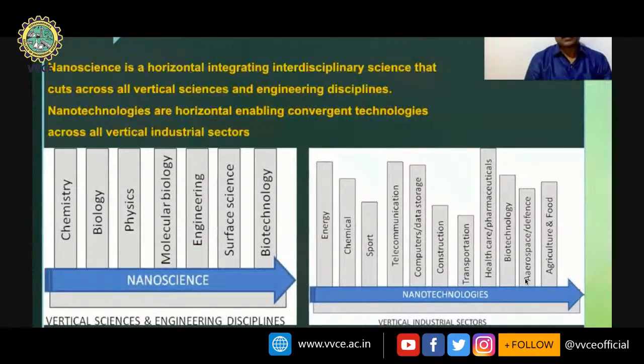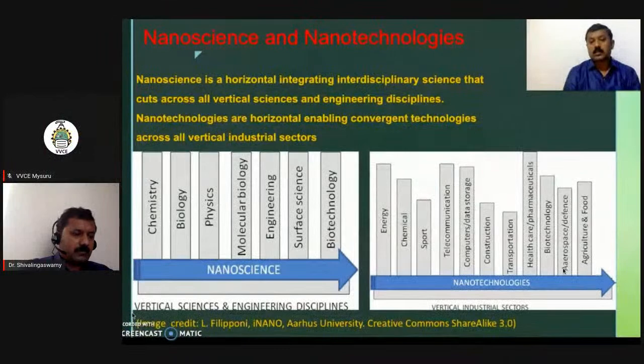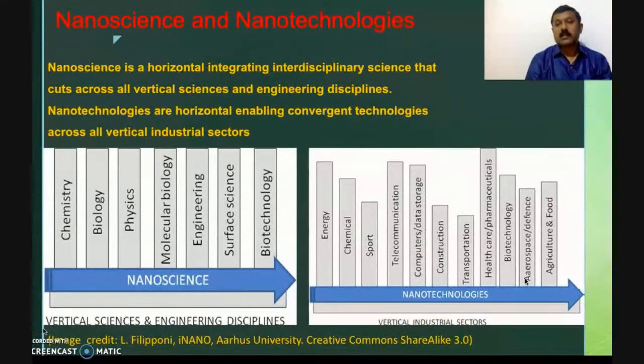As far as nanoscience or nanotechnologies are concerned, they are not isolated branches. Nanoscience is a horizontal integrating interdisciplinary science that cuts across various sciences and engineering disciplines. So it is not a separate science. It includes chemistry, biology, physics, molecular biology, and various other engineering subjects. At the same time, it is not an isolated technology as well. It, in fact, integrates various technologies like energy technology, chemical technology, telecommunication, computer technology. It is an interdisciplinary science as well as an integration of various technologies.